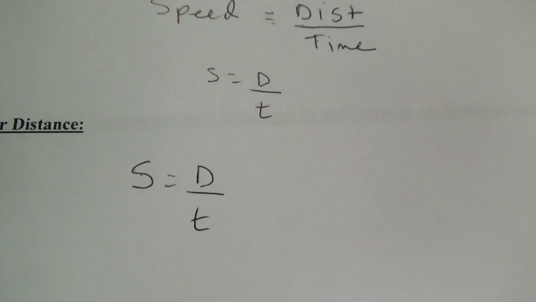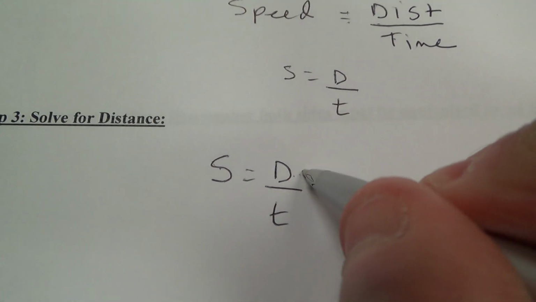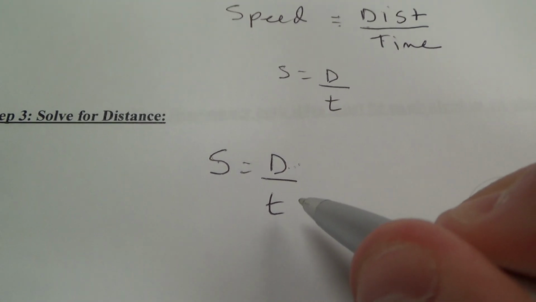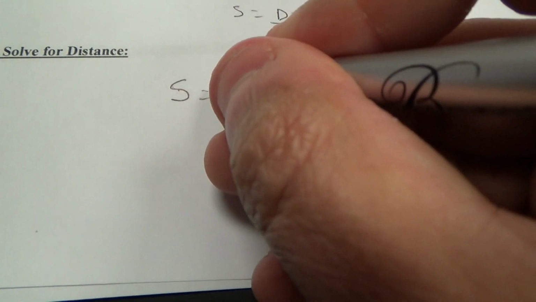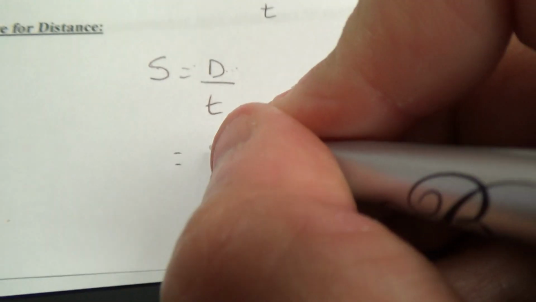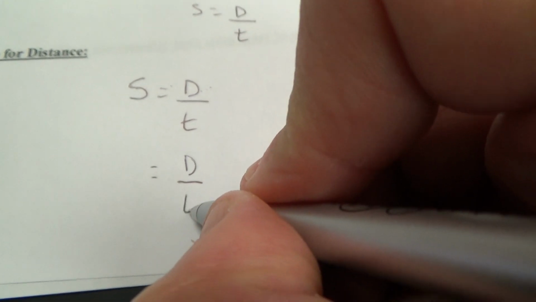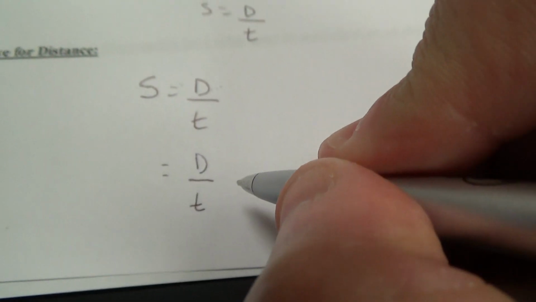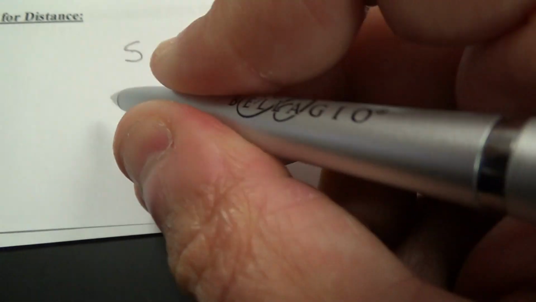So step one, I want to get distance by itself. So I got to get rid of the t. So I multiply on both sides. Well, what does that mean? Okay, so again, equivalent. I'm going to rewrite the d over t, right? What did I say? I need to get rid of the t. It's annoying. It's got to go over there.